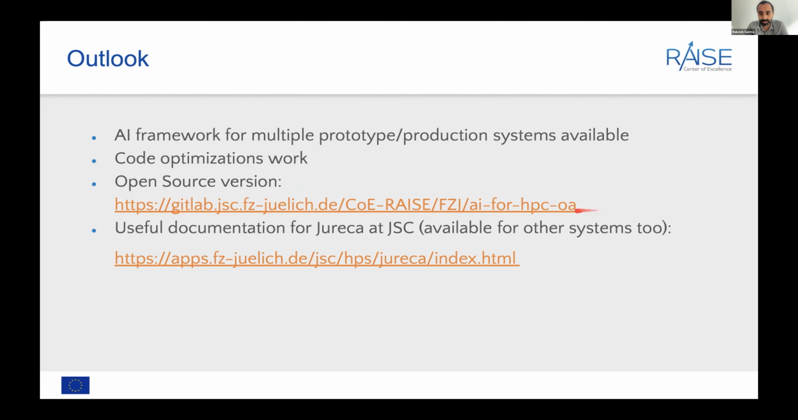So basically, if you go to this link, you can already download the open source version, which is not as detailed as the private version that we have, but we are trying to continuously update that. And there is already an implementation of the turbulent boundary layer problem that I was presenting. Then also, as we saw, the code optimizations work, and this is also something which might be useful for other use cases and other applications.